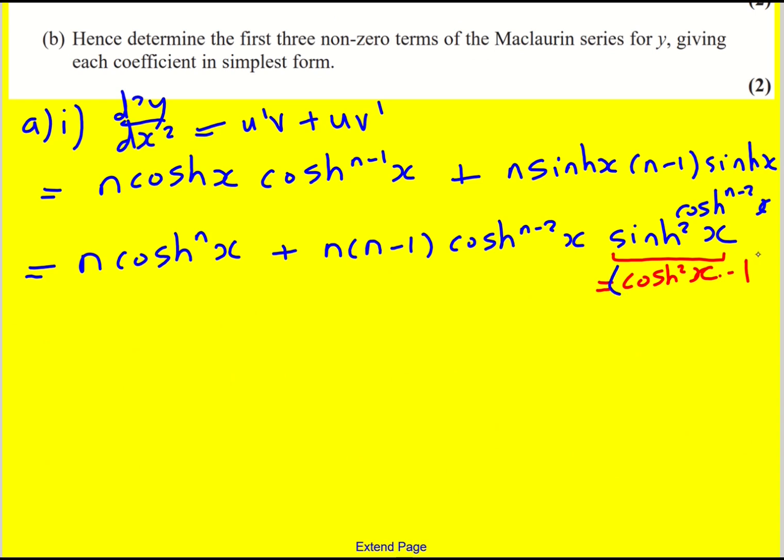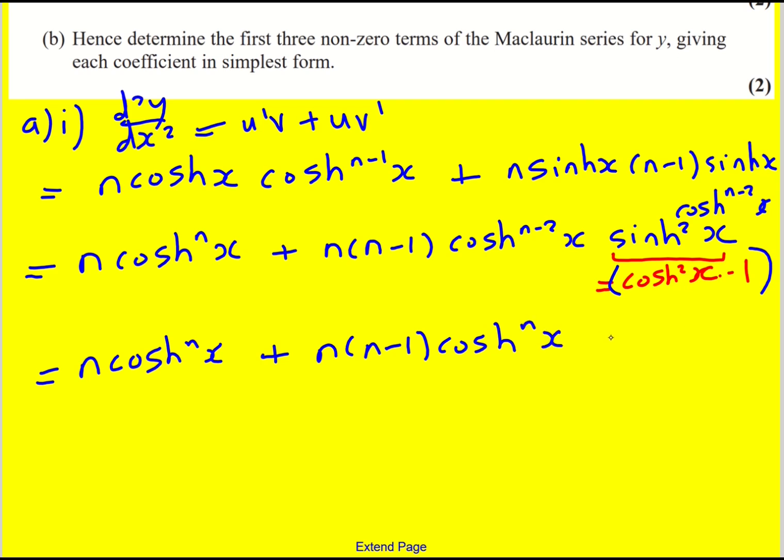Okay, and let's write out one more time. I'm going to expand this bracket, so I will get n cosh n x plus n minus 1 cosh. Now I'm going to do cosh to the n minus 2 x times cosh squared x. That's going to give me an n here. And then I will get minus n minus 1 cosh n minus 2 x.